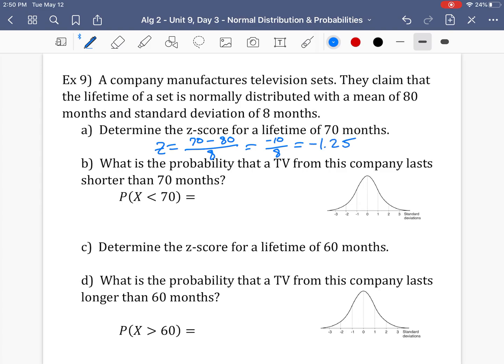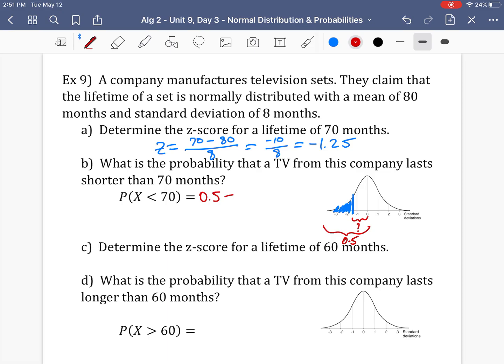All right, so it always helps to draw a little picture. And so the question says, what's the probability that a TV from this company lasts shorter than 70 months? So 70 months was my z-score of negative 1.25. So it's about here. And I want shorter than this, less than that, so I need all of this. All right, so I'm going to have to do a little bit of thinking. If I want all that blue area, my chart is going to give me this part. But what I know is that the whole half is worth 0.5. So if I take 0.5 and take away this part right here, that's going to get me the little blue part that I want.